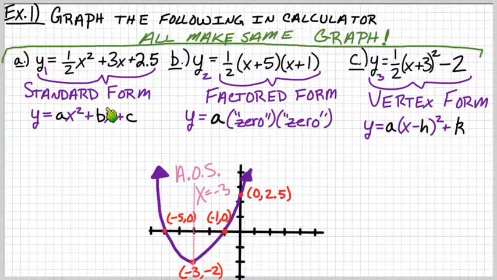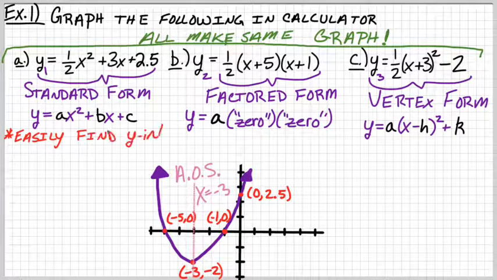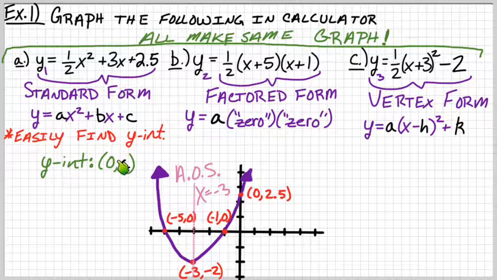The benefit for standard form, based on this graph, is that you can easily find the y-intercept in standard form. So why is that? Well, to find a y-intercept, all you have to do is plug 0 in for x. So the y-intercept for this will always be (0, c). Because think about it, if you plug 0 in for x, that term goes away, and you just get y equals c. So that's what's nice about standard form. You can find the y-intercept really easily. In fact, for ours it was 2.5. In our standard form, look, c was 2.5.